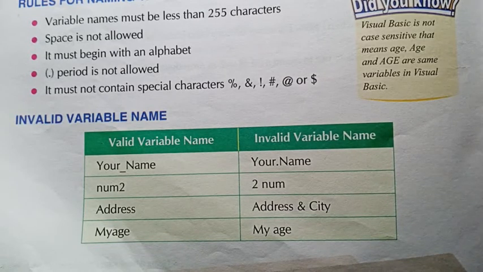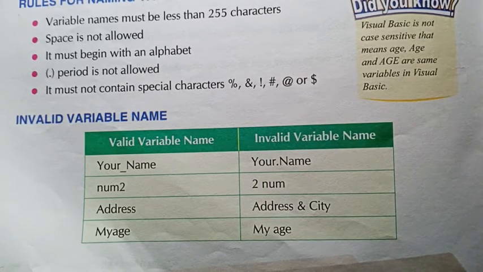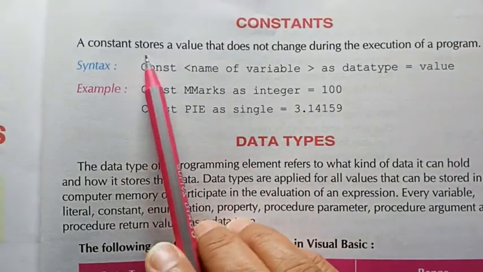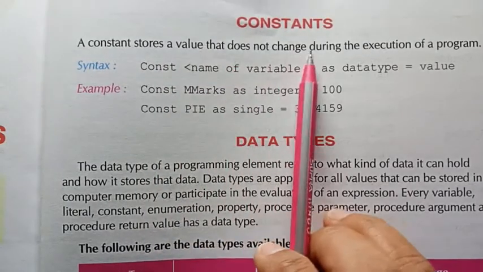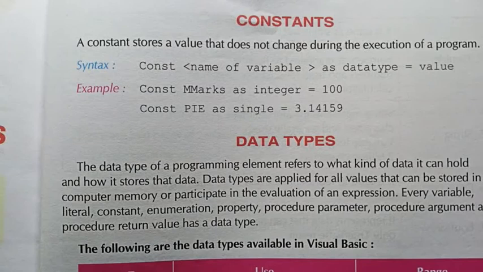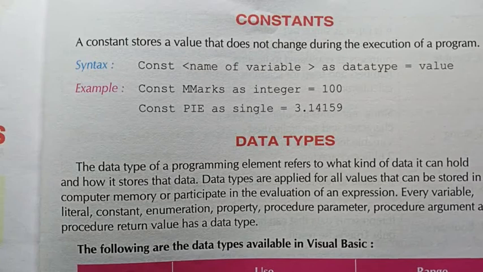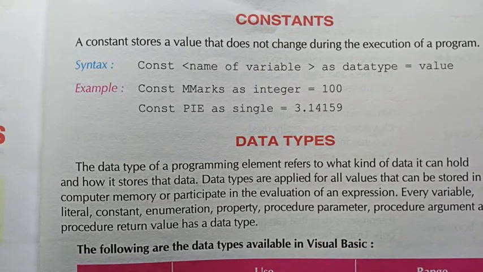In the same way, we have constants here. Constants are those whose value does not change during the execution of a program. You can see the same is mentioned in the book: a constant stores a value that does not change during execution of a program. When we execute the program, the value will not change. If we have given 4, it will always be 4. If we have given 10, it will always be 10. It's not changing. So these are constants.